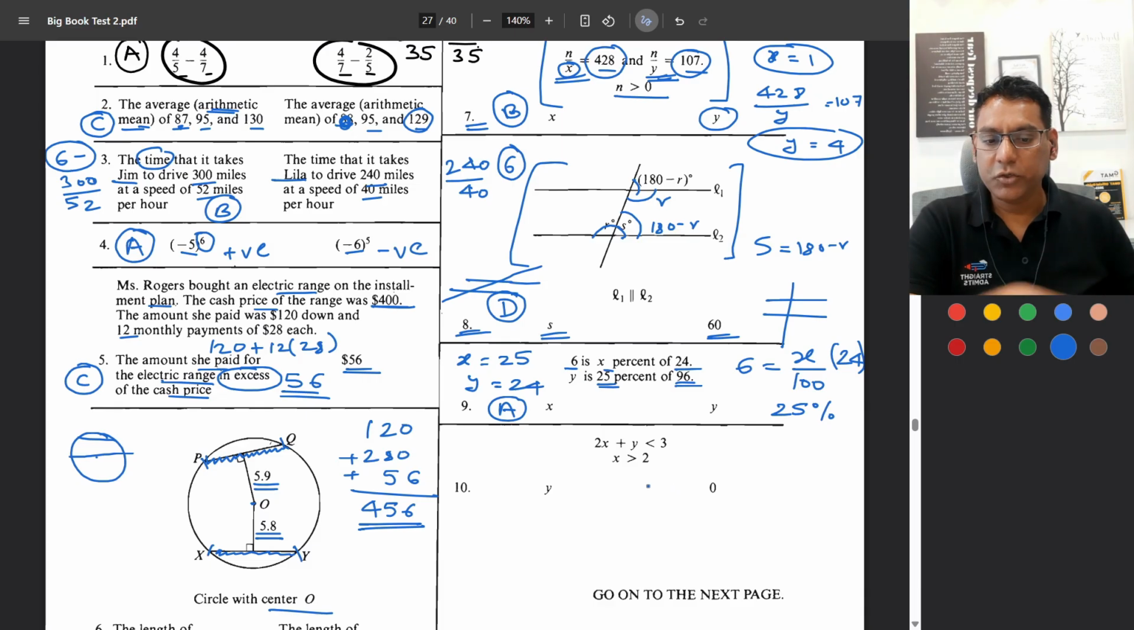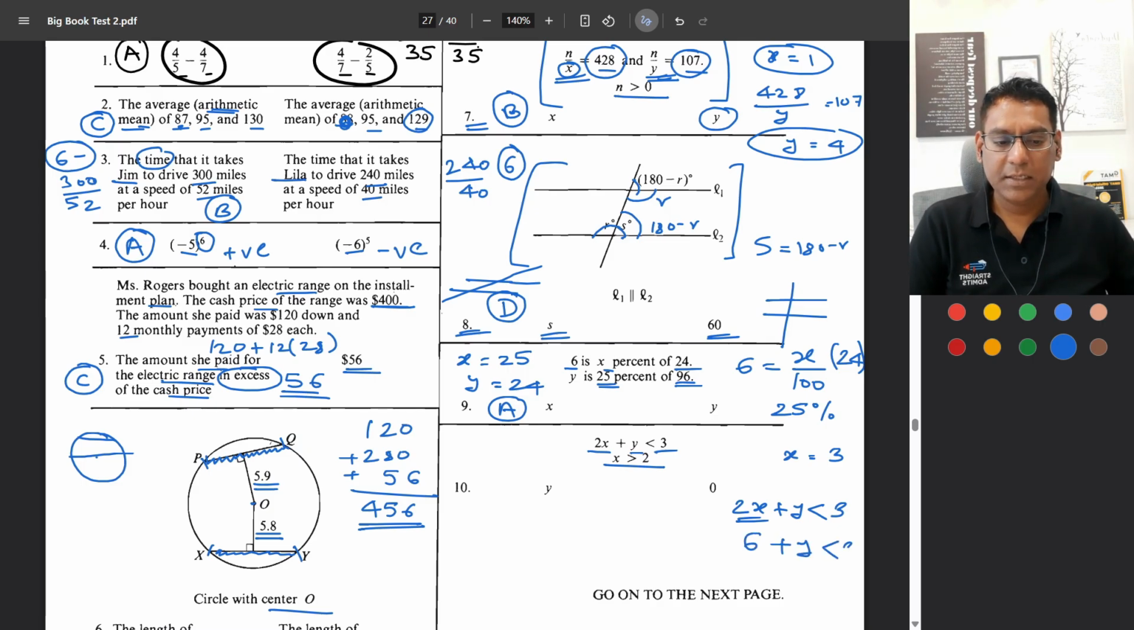Let's look at question 10. 2x plus y is less than 3. And x is greater than 2. All right. Let me just pick some numbers. So x is greater than 2, so let's say x is equal to 3. And I need to pick out y now. So what do I have? I know 2x plus y is less than 3. That means let's do 2x. 2x is going to be 6.